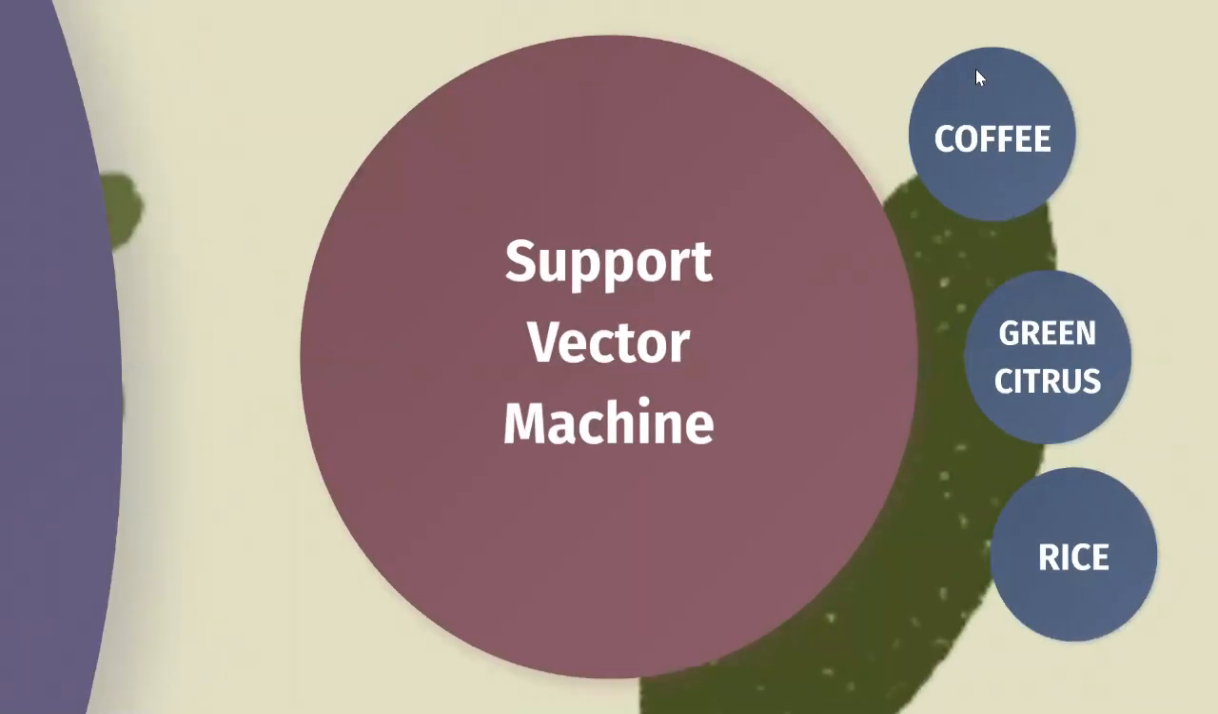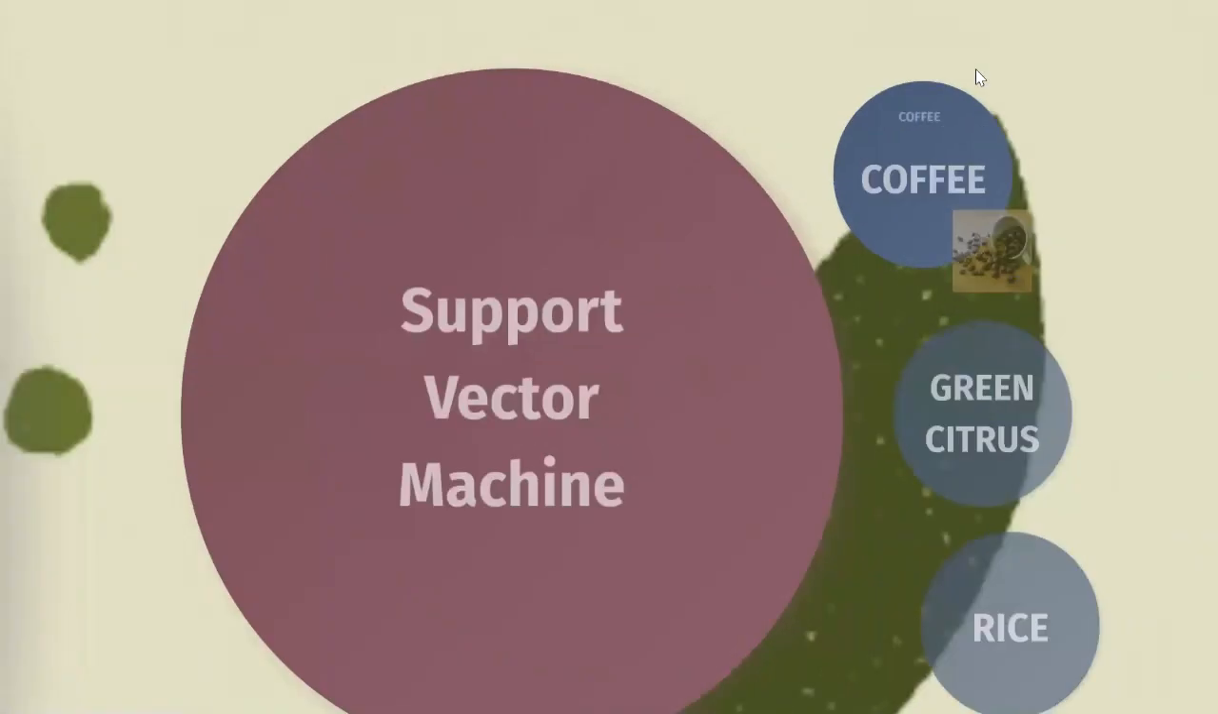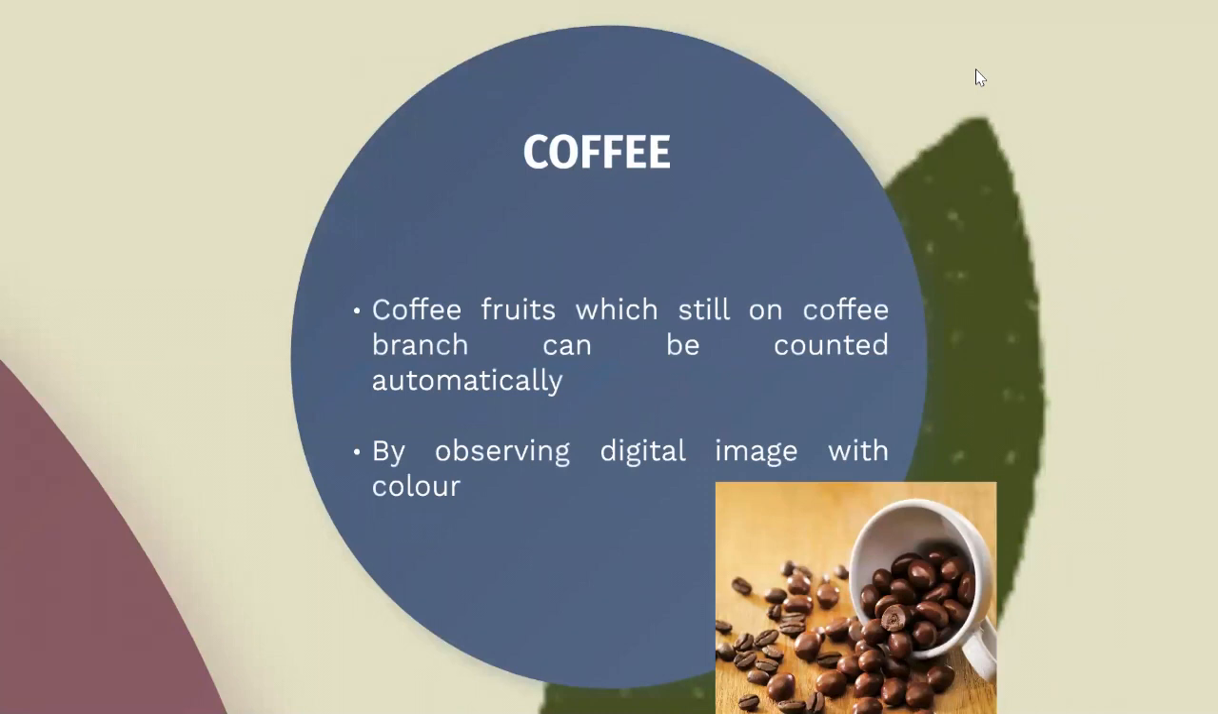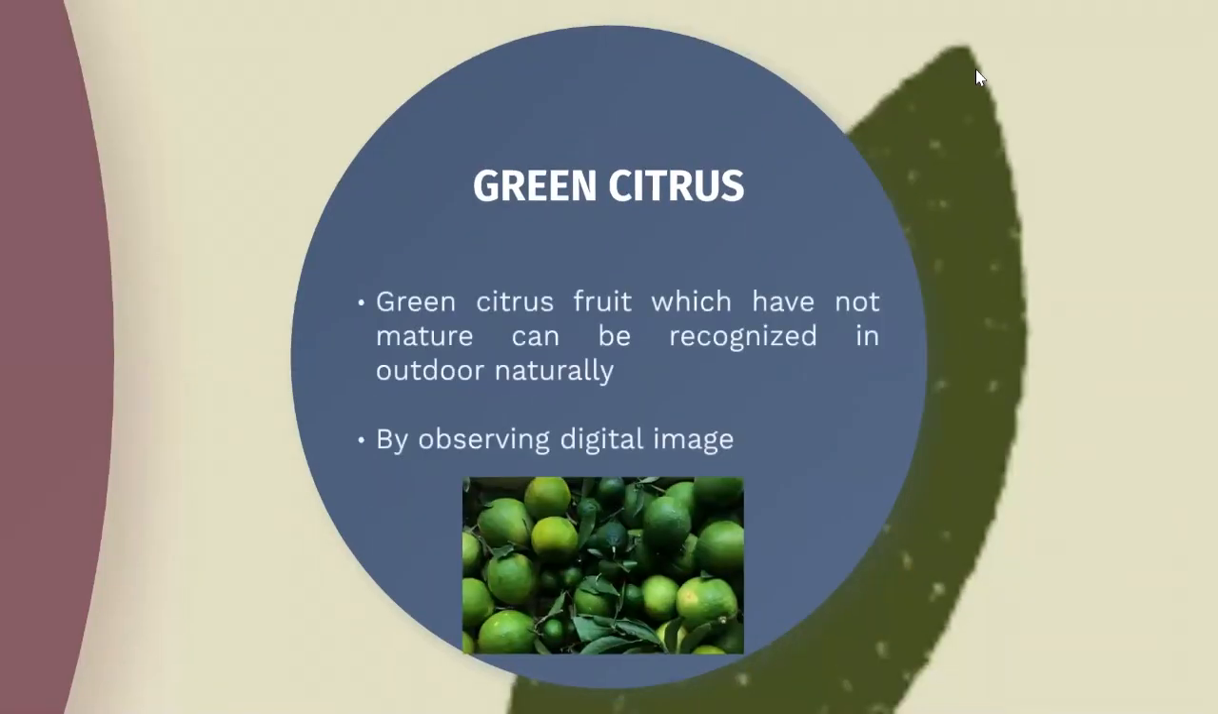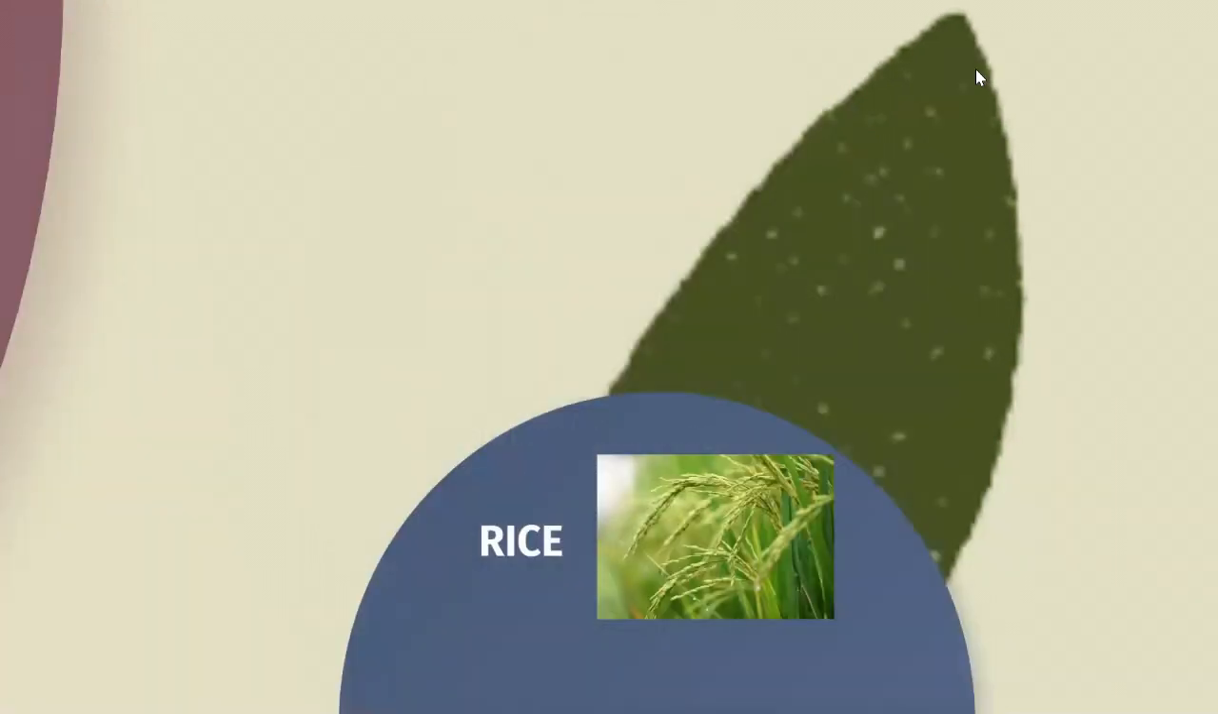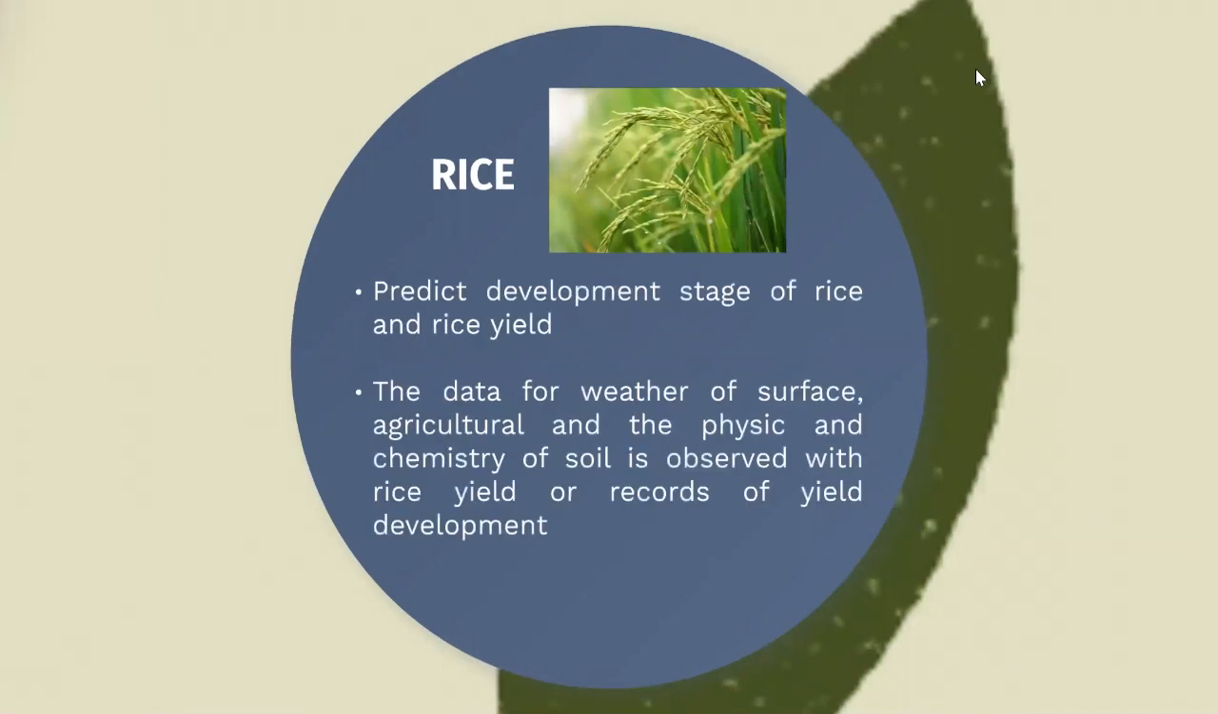The first one is support vector machine. By using this model, coffee fruits still on coffee branch can be colored automatically. This can be done by observing digital image with color. Besides, green citrus fruit which have not matured can be recognized outdoors naturally. This can be done by observing digital image. This model also can help in predicting the development stage of rice and rice yield. The data for weather, space, agricultural, and the physics and chemistry of soil is observed with rice yield or records of yield development.